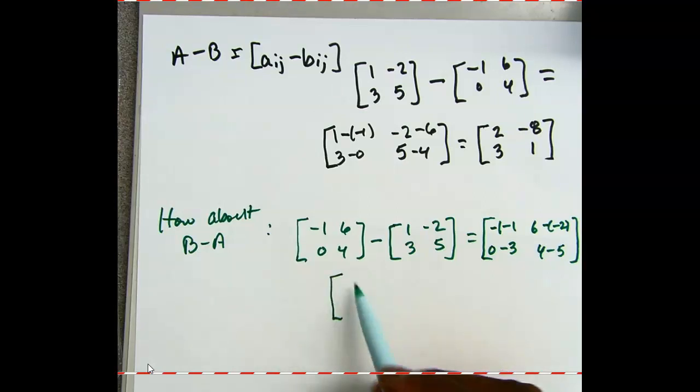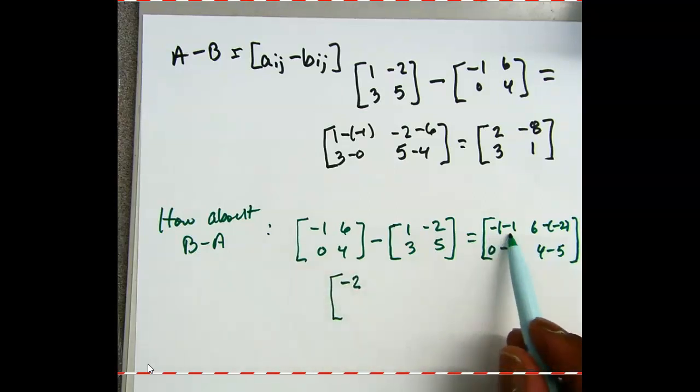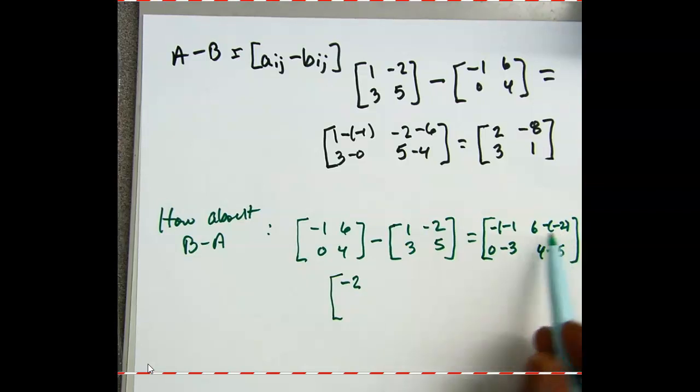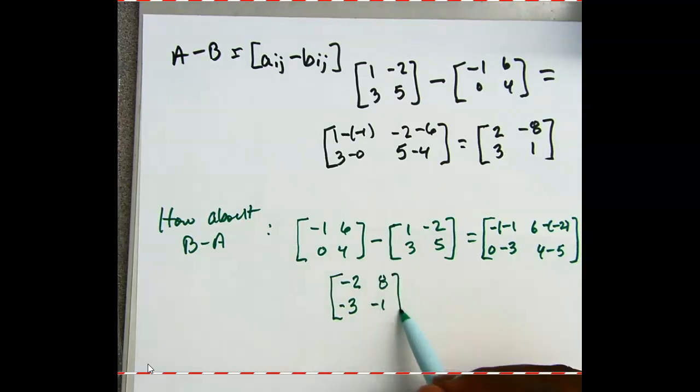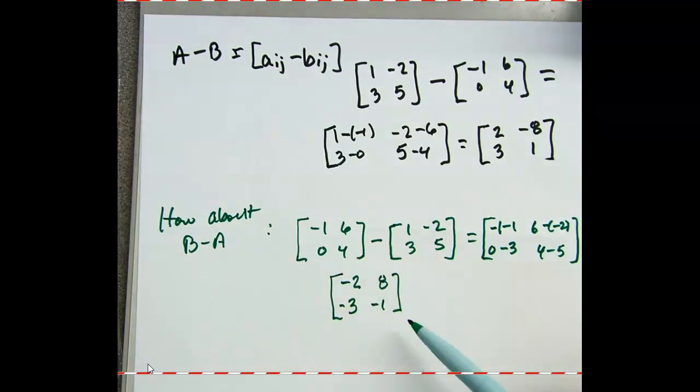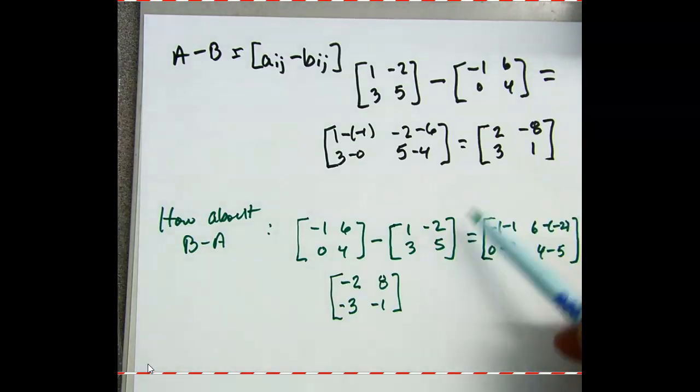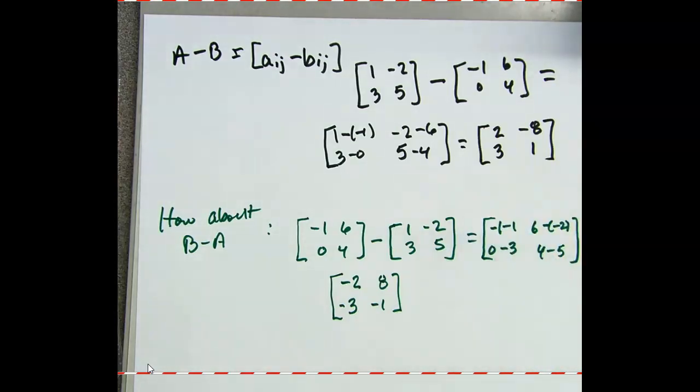And our answer would be negative 2. Negative 1 minus 1 is negative 2. 6 minus a negative 2, positive 8. 0 minus 3, negative 3. And then 4 minus 5 is a negative 1. So we see that these two are not the same. In this particular example, it seems like each term is the opposite of the term in the other set. So I wonder if we can draw any conclusion from that. Maybe, maybe not. We'll save that one for later.